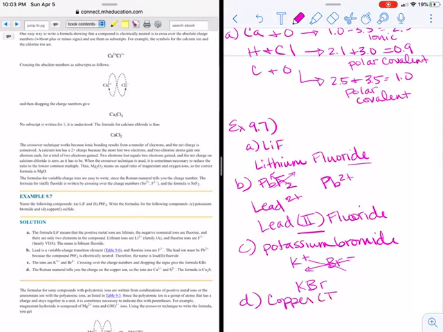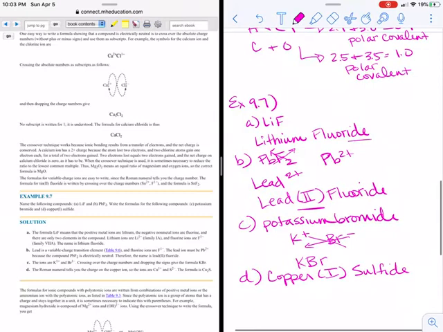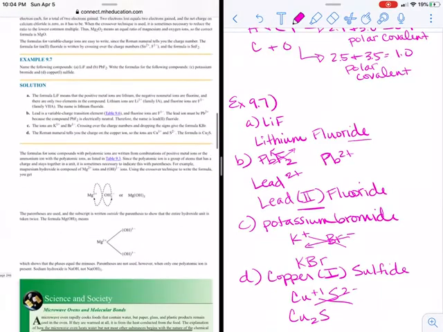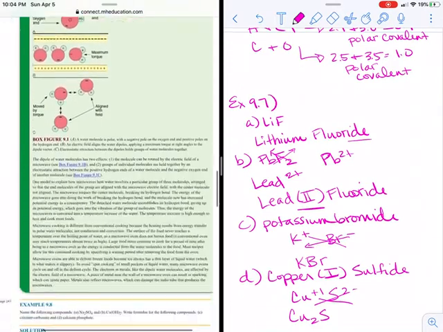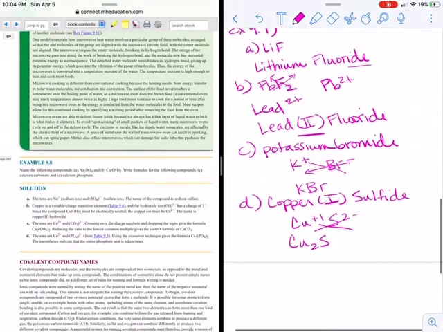Part D says copper 1 sulfide. Copper is Cu. This Roman numeral 1 here means +1. The sulfur is 2 negative, so if you do this crossover thing, you get Cu2S. So that is how you would figure it out as far as with the Roman numerals and stuff.